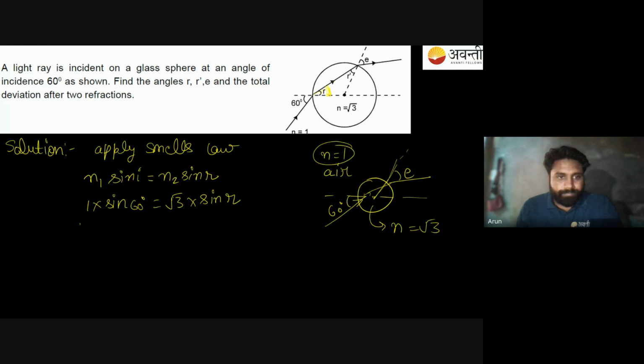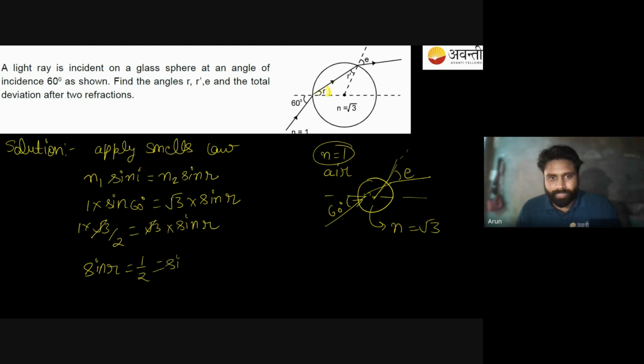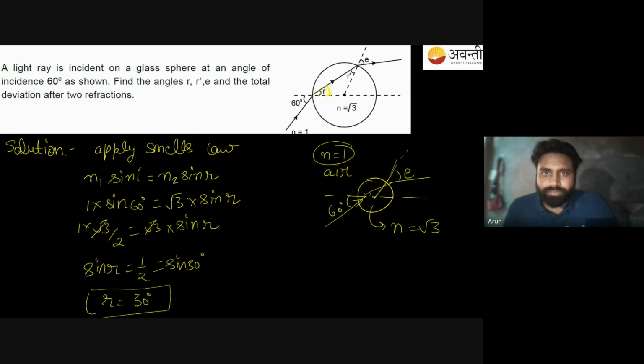So here, what is the value of sine 60? It is √3 by 2. √3 by 2 equals √3 into sine R. Okay, √3 got cancelled out. Sine R is equal to 1 by 2. And what is the angle whose sine is 1 by 2? It is sine 30. So R here is 30 degree. Got it? So this is the answer to our first question.